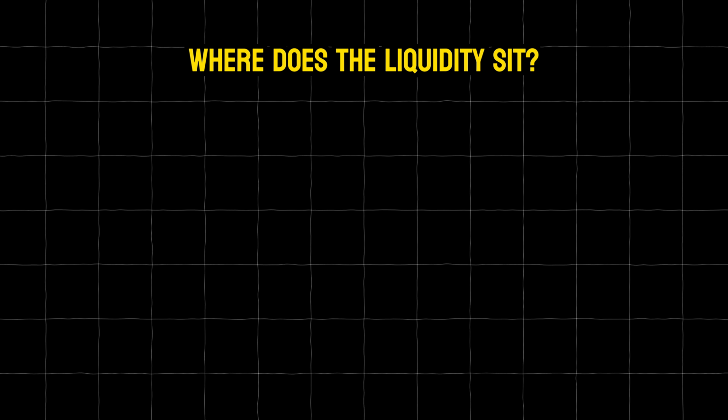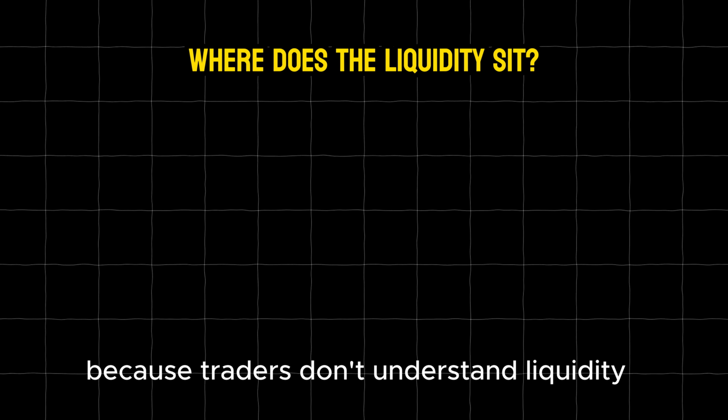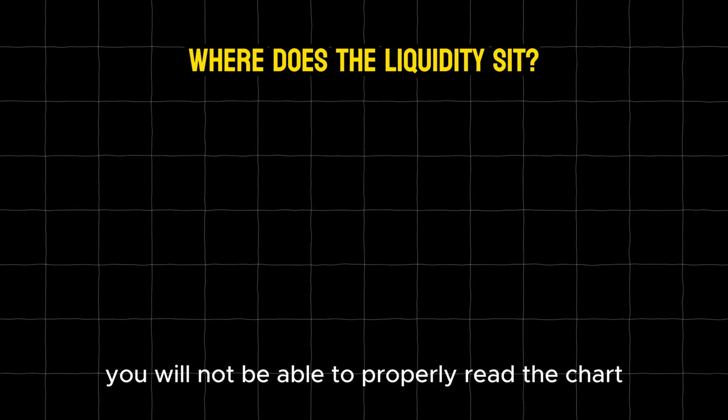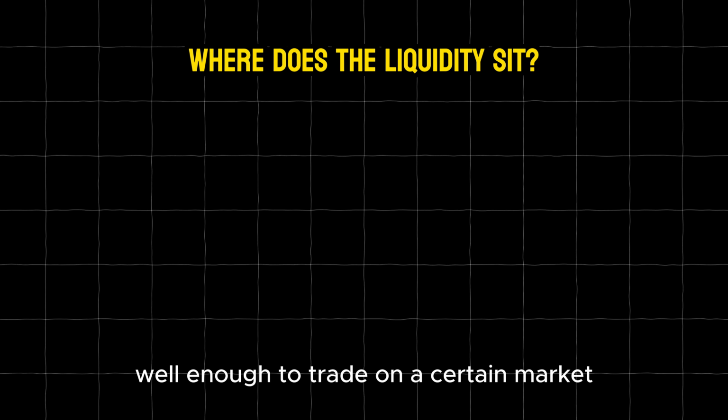One topic traders get confused on is identifying where the liquidity sits and how to use it to understand price action. Because traders don't understand liquidity, even if you know the fundamentals of the market structure, you will not be able to properly read the chart well enough to trade a certain market. The reason is that you are likely going to enter on a fake out more often.